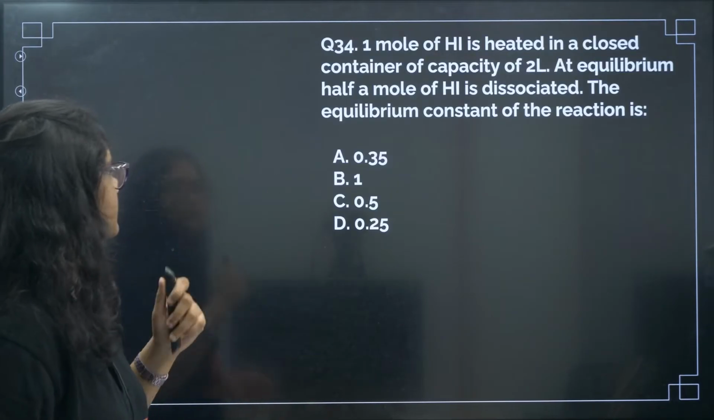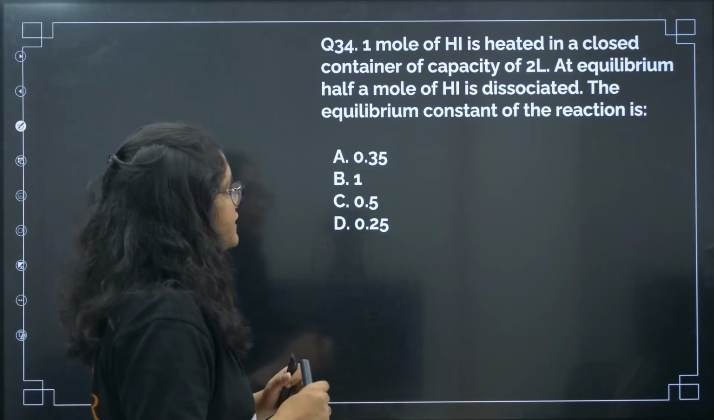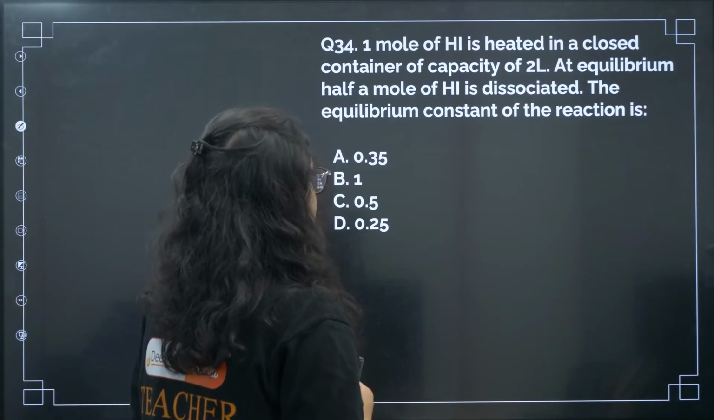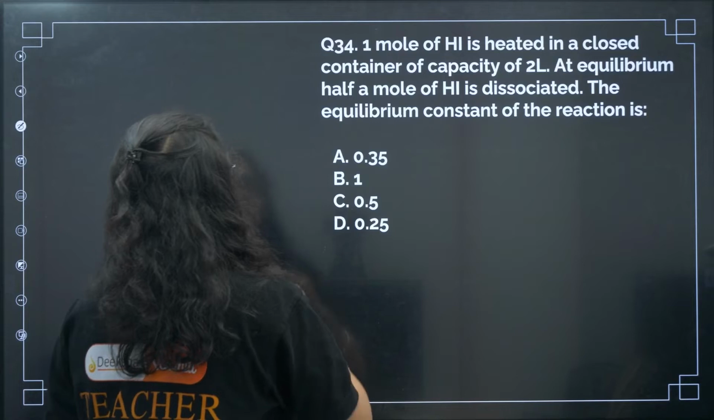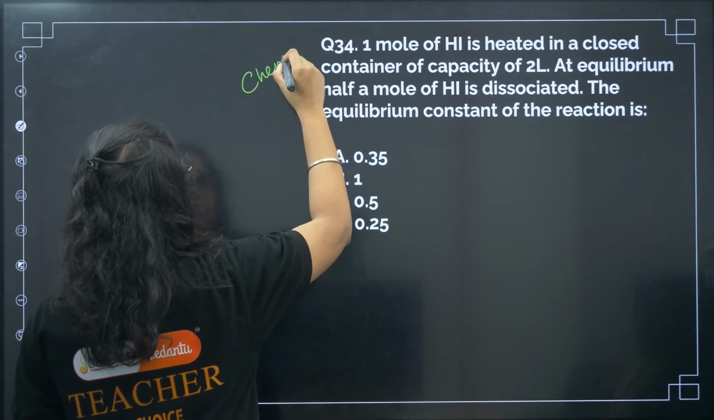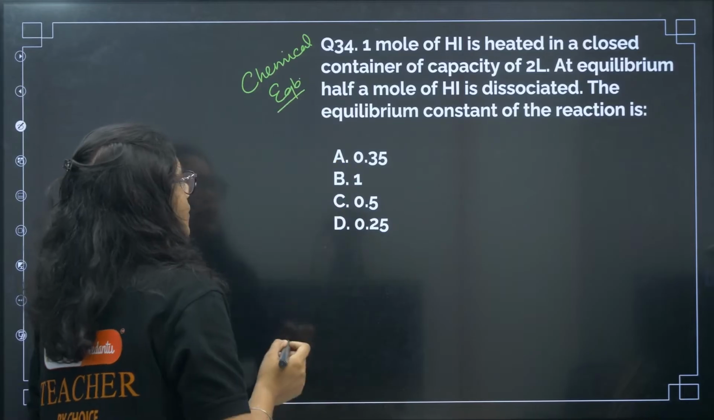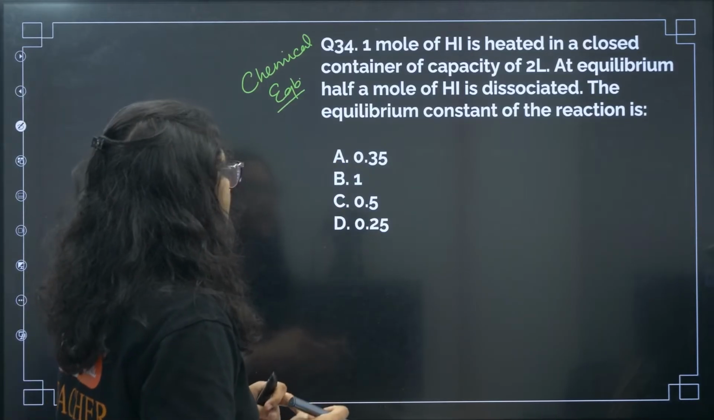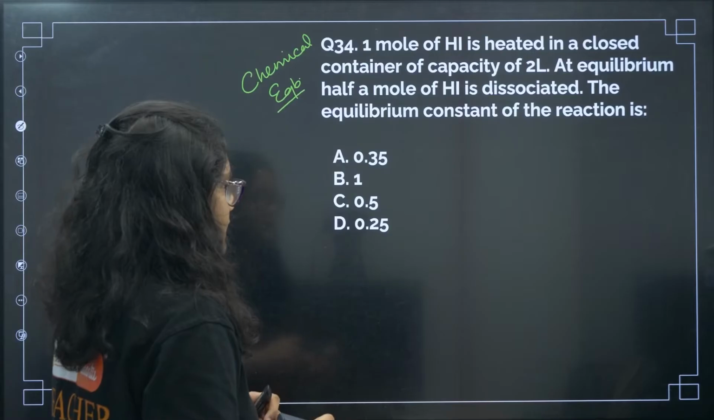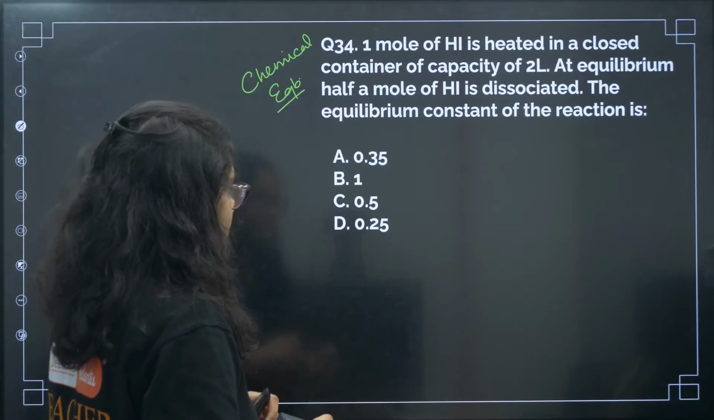Now coming to question number 34. 1 mole of HI is heated in a closed container of capacity 2 liter. This question is from your chemical equilibrium. At equilibrium, half a mole of HI is dissociated. The equilibrium constant of the reaction is, okay.